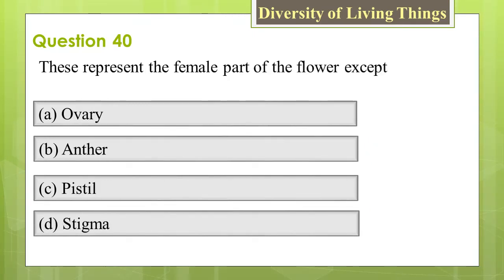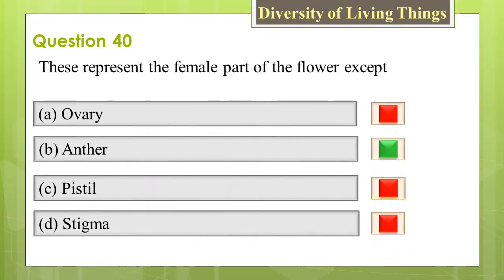Question 40. These represent the female part of the flower except A. Ovary, B. Anther, C. Pistil, D. Stigma. Which of the following alternatives is the correct alternative? The correct alternative is B. Anther.